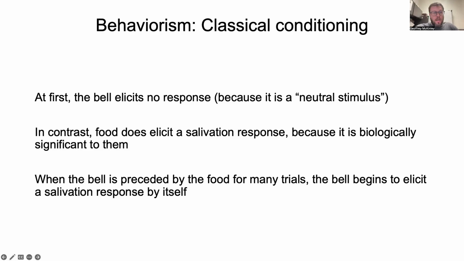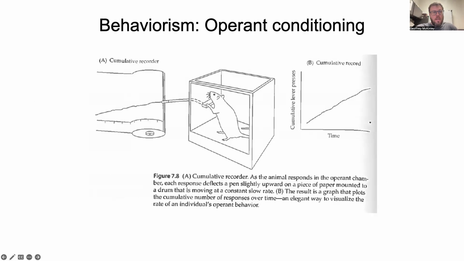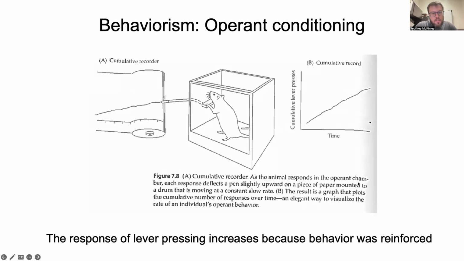Okay, so now we're going to talk about operant conditioning. Operant conditioning involves the reinforcement of behavior, and this behavior is not automatic. It's a behavior or response that is done voluntarily, whereas classical conditioning is about the association between a neutral stimulus and a biologically significant stimulus.